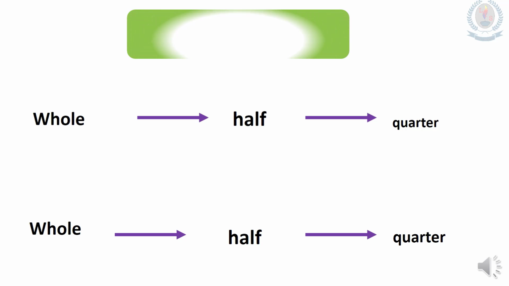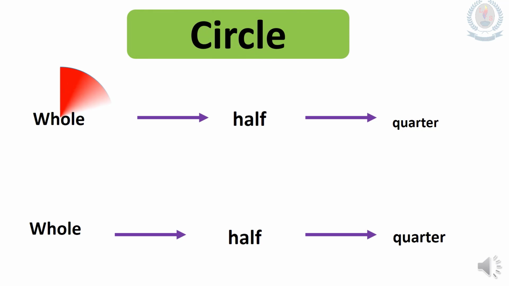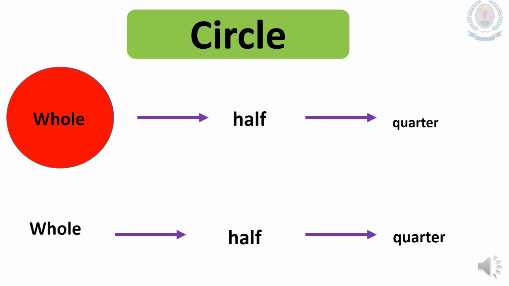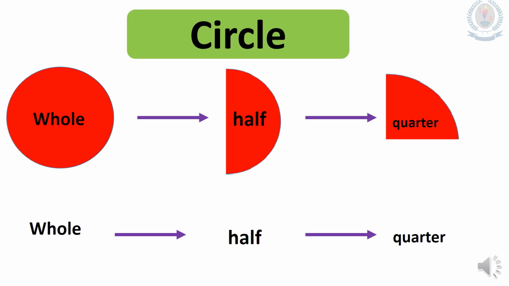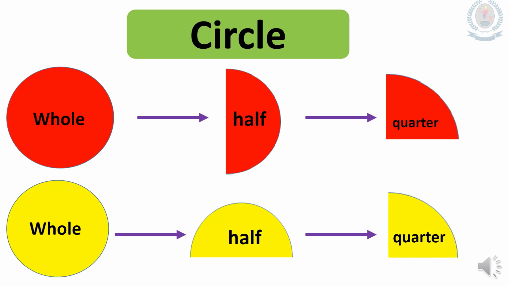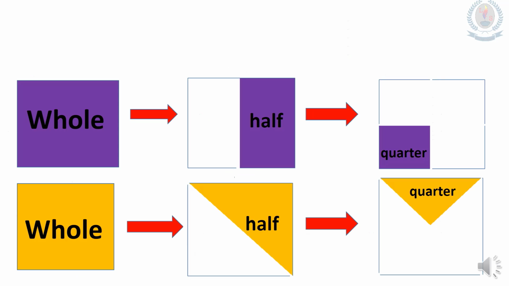Now look at this circle. This is the whole of the circle. And this is the half of the circle. That is the half of the circle. And this is the quarter of the circle. Then again you can see a yellow circle, then half of the circle, and a quarter of the circle. These are some ways of cutting a circle into halves and quarters.